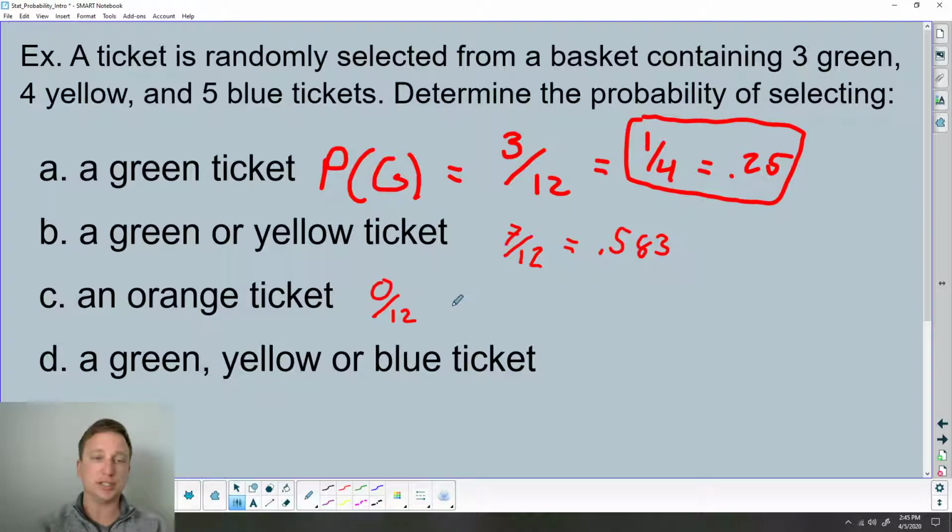Now, if we wanted an orange ticket, well, of the 12 outcomes we have, how many of them are orange? 0, so this is 0 as the probability. It can't happen. That would be never happens. Finally, we'd have a green, yellow, or blue ticket. So of the 12, green 3, or tells us to add, yellow 4, or tells us to add blue 5, that's 12. So the probability of selecting a green, yellow, or blue ticket is 12/12 or 1. So the idea is we always want to look at the sample space. The important part here is to always pay attention to how many outcomes there are in the sample space. So that's going to wrap it up for this lesson.